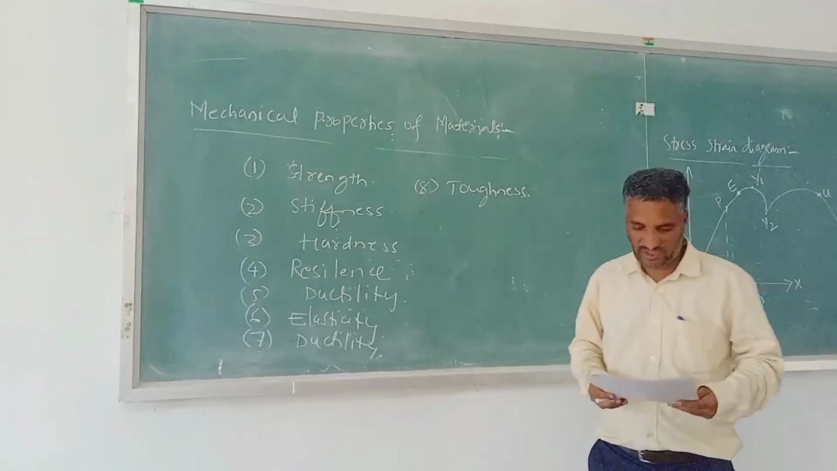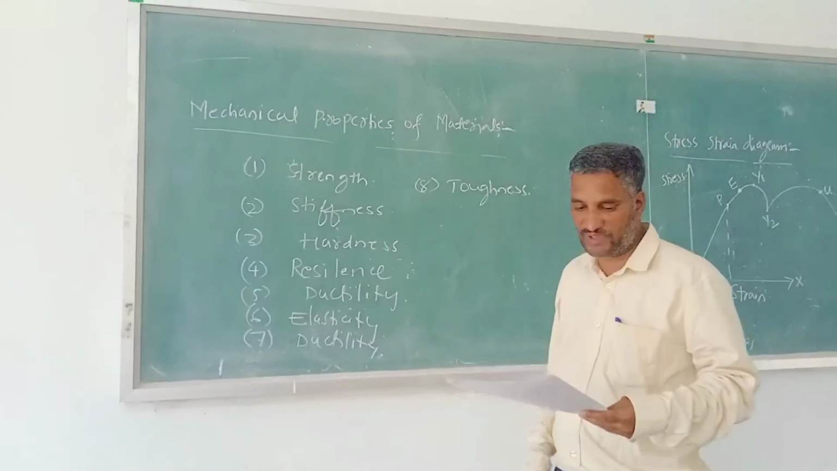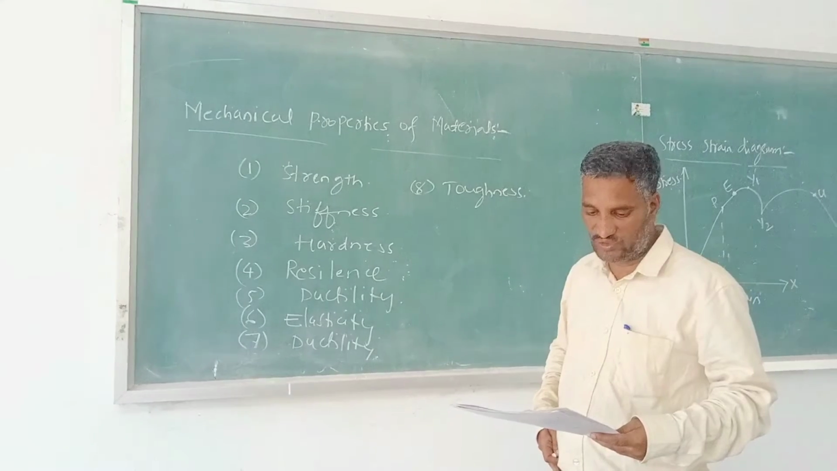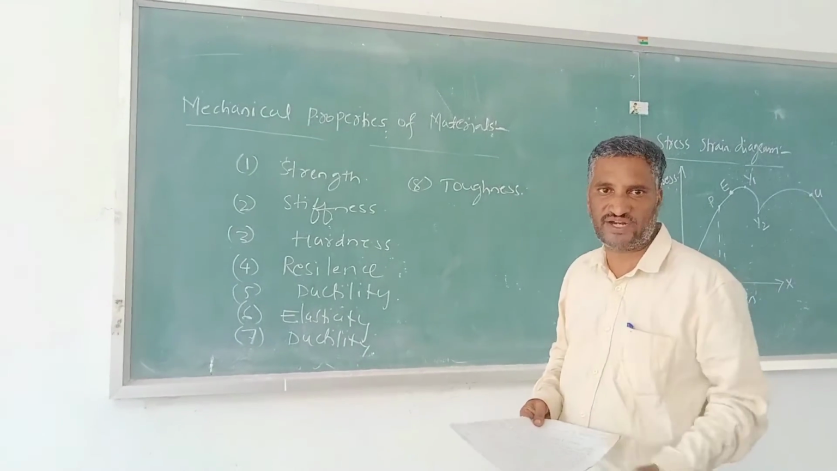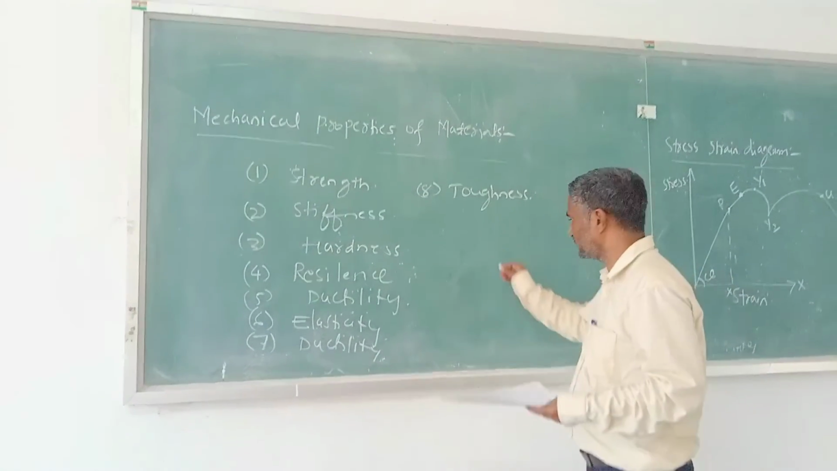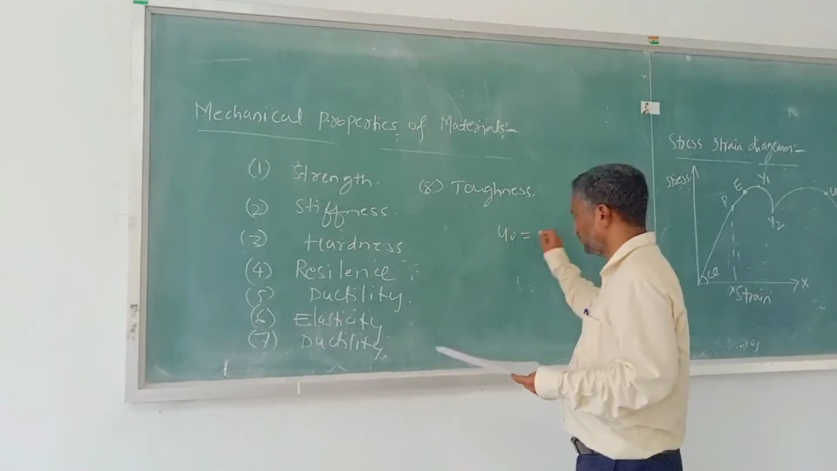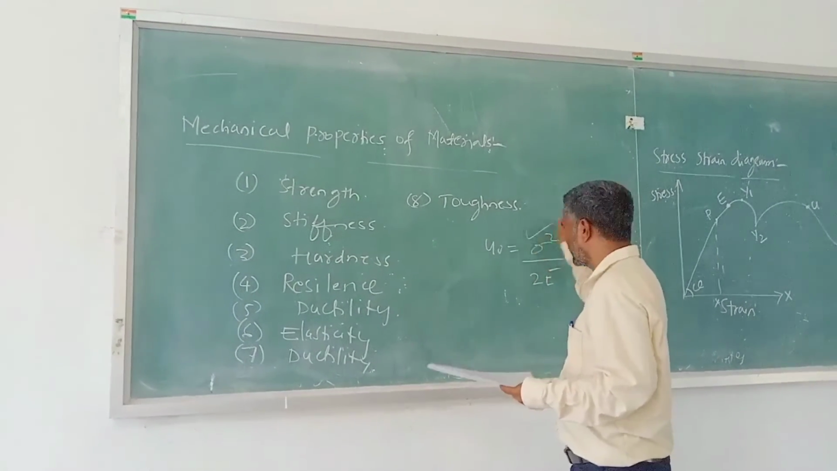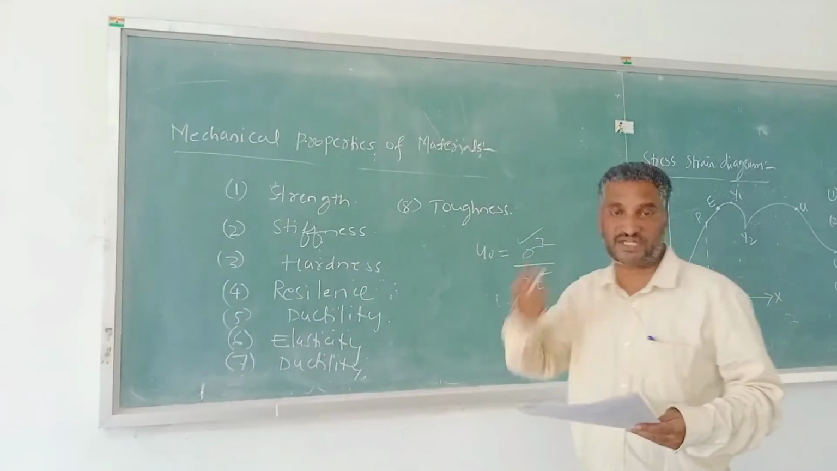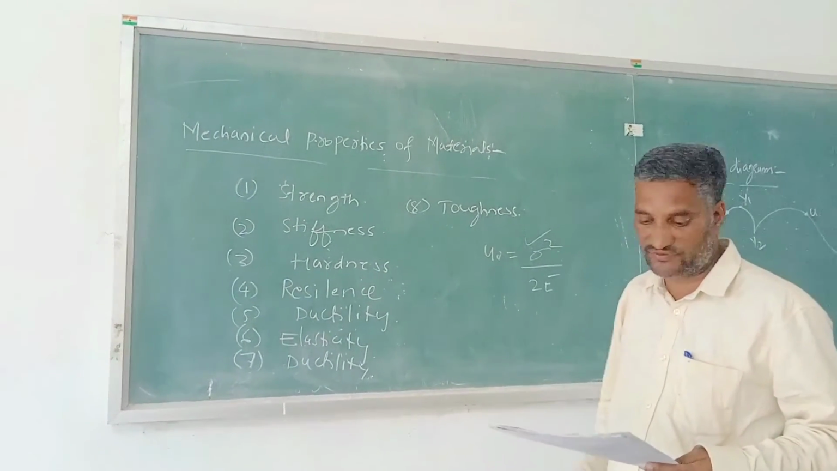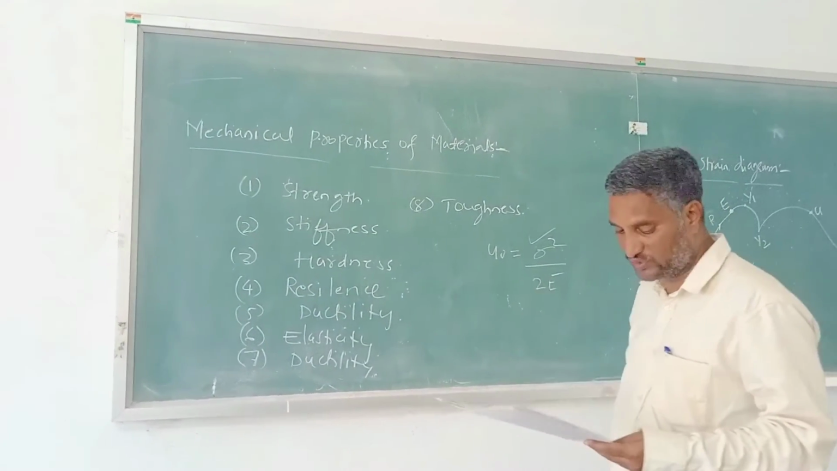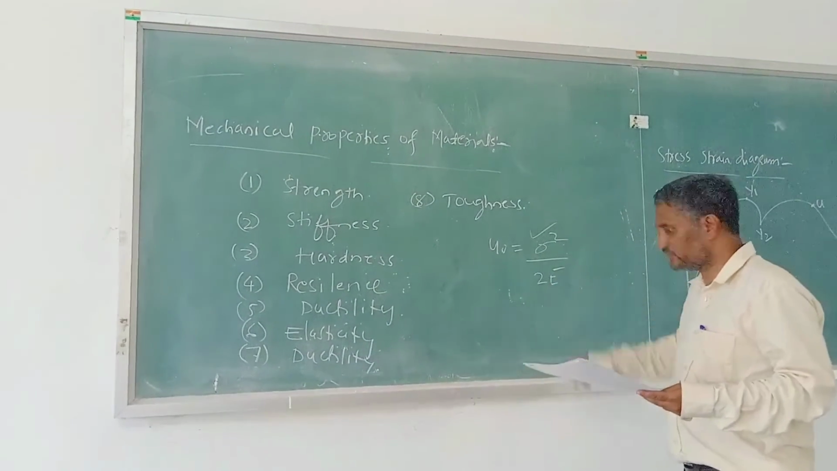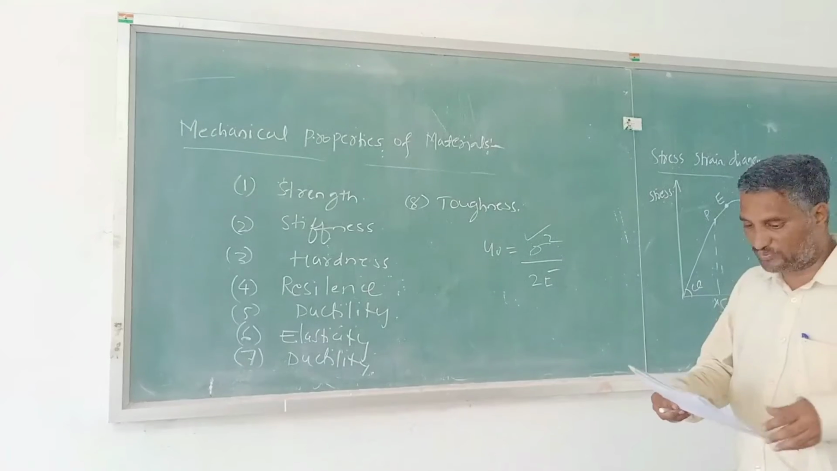Resilience is the ability of a material to absorb energy and deform elastically, and return to its original shape when unloaded. Resilience we can also find in springs. Usually the modulus of resilience is given by U0 equal to sigma square by 2E. Resilience is expressed as the area under the stress strain curve. The modulus of resilience is the energy stored per unit volume up to the elastic limit, given by sigma square by 2E. It is again a property of spring material.